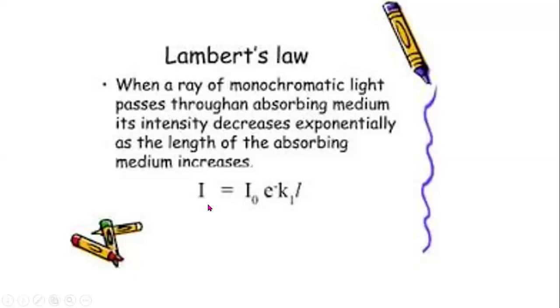And this is the expression: I, the emergent light, is equal to I naught, the incident light, times exponential of minus K multiplied by L, where K is a constant and L is the path length. We are going to come back to this calculation to see how we can derive the Beer-Lambert law equation. Not in this video, but we'll come back to do a simple derivation of how we arrive at the Beer-Lambert law.